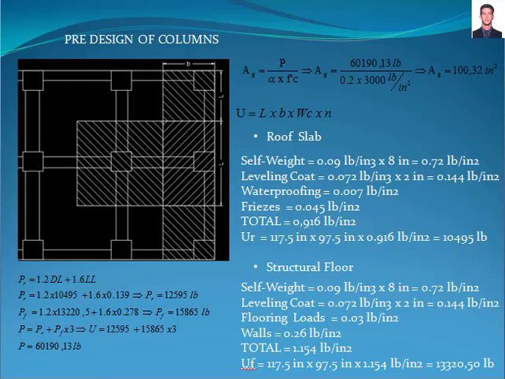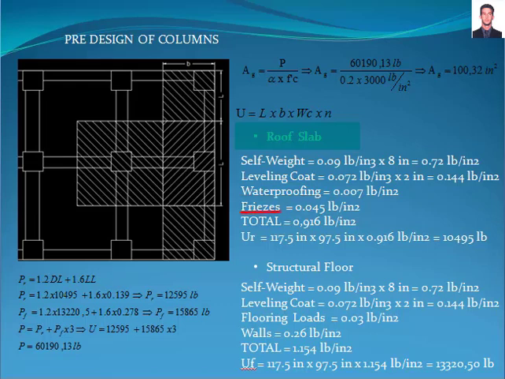After having defined the tributary area that affects the column, we are going to calculate the dead and live loads for the roof slab and structural slab as follows, starting with dead loads. For the roof slab, the self-weight is the specific weight of normal concrete multiplied by the thickness of the slab. The leveling coat is the specific weight of lightweight concrete multiplied by an assumed thickness of 2 inches. The waterproofing weight was obtained from a vendor catalog.